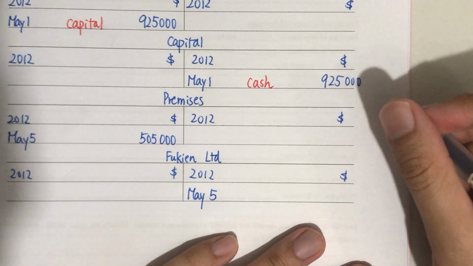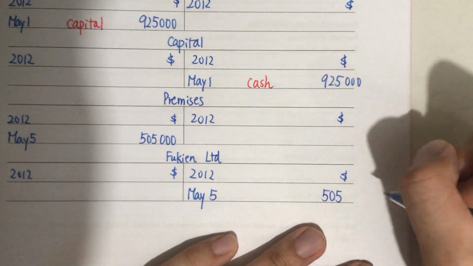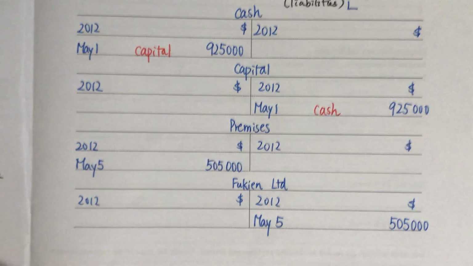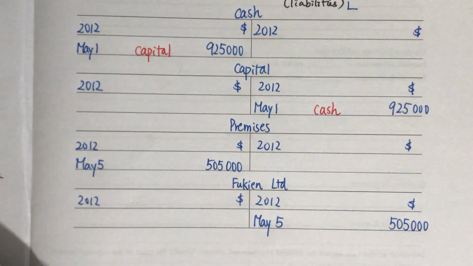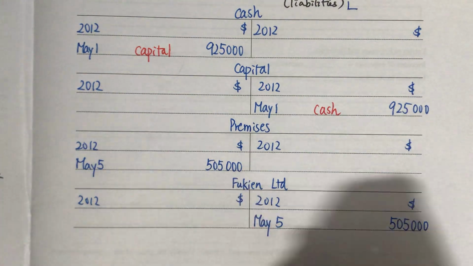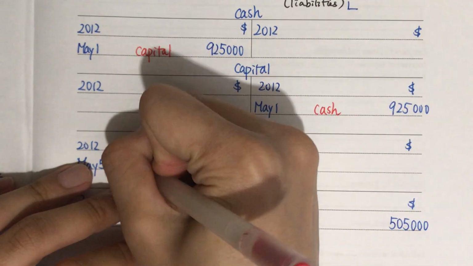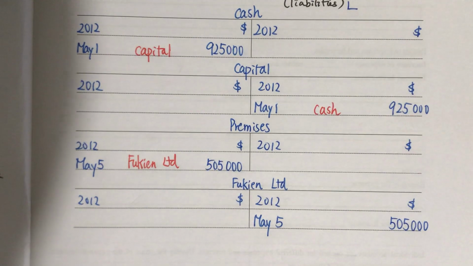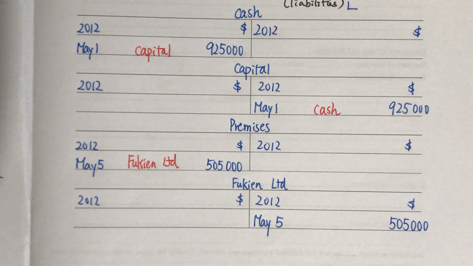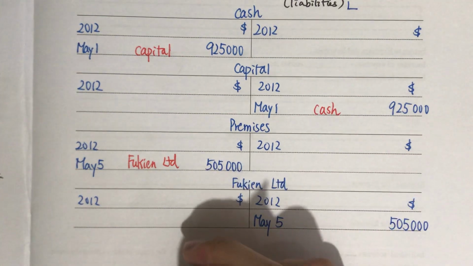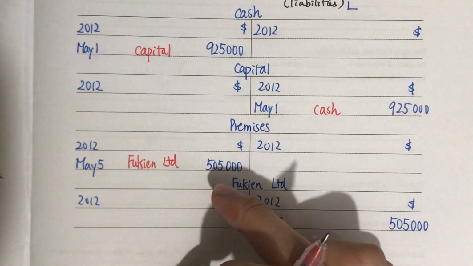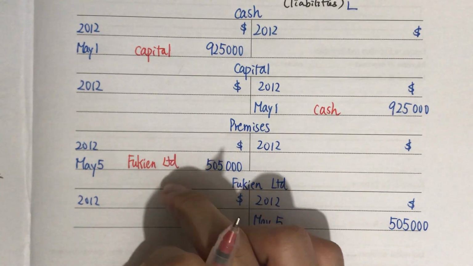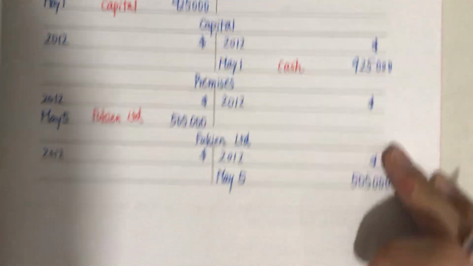There is an increase of $505,000. Okay, and you will see for the middle column, related account, we will put Fokin Limited in the premises account, because we did not pay the money and we bought the premises from Fokin Limited, so we put Fokin Limited in the premises account.